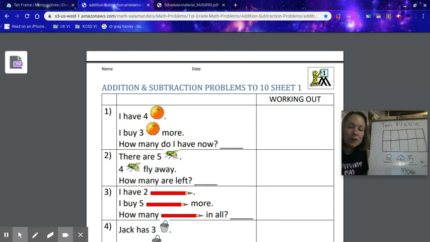Okay, let's see how you solved it on the 10 frame. I'm going to start with my first number, which is 2. I am going to add 5 more. And now I am going to see how many I have in all. 5, 6, 7. Did you get 7 pencils?